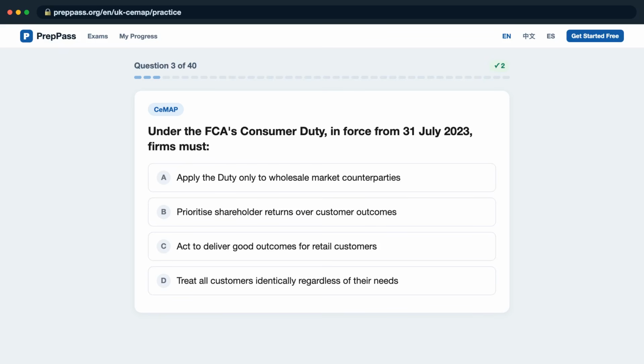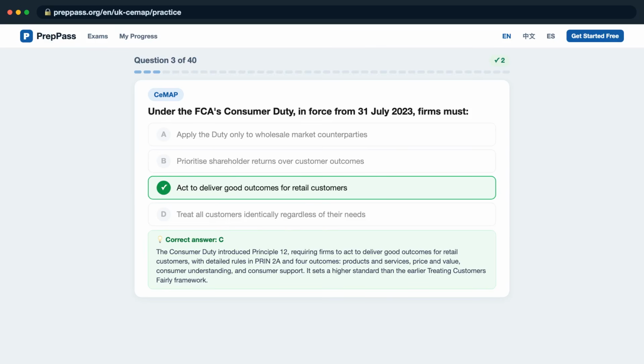Question 3. Under the FCA's Consumer Duty, in force from July 31, 2023, firms must, is it A, apply the duty only to wholesale market counterparties? B, prioritize shareholder returns over customer outcomes? C, act to deliver good outcomes for retail customers? D, treat all customers identically regardless of their needs? The correct answer is C.